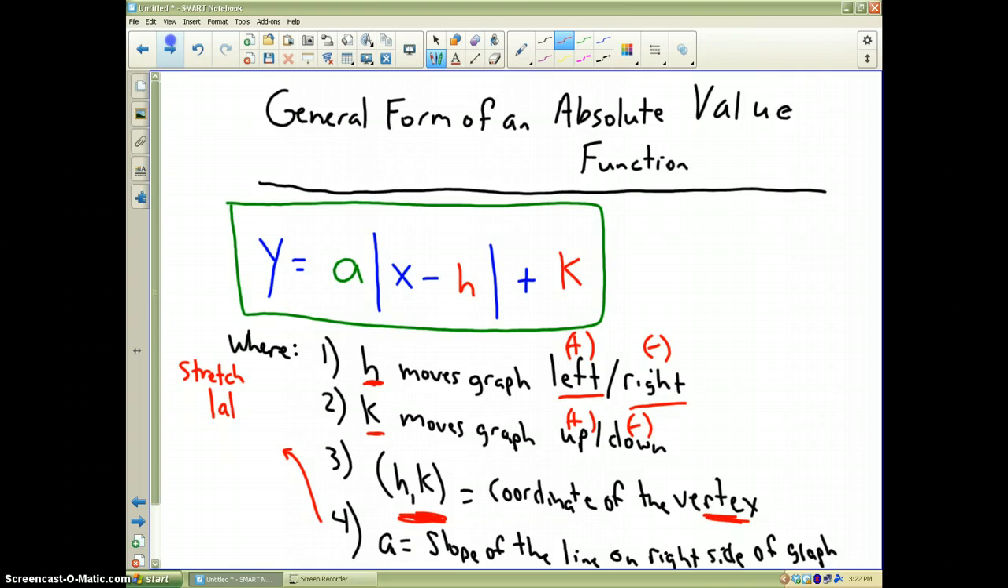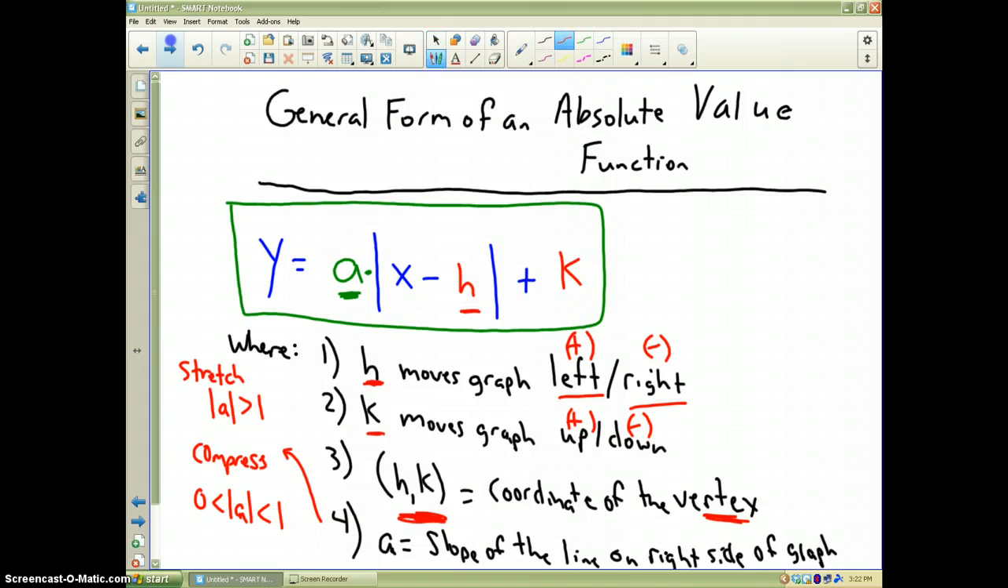It will stretch the graph if the absolute value of a is greater than 1. It will compress the graph if the absolute value of a is between 0 and 1. And that is how you can determine what the graph looks like without actually making t-tables and coming up with points or coordinates. A, the number on the outside, when you multiply by a, stretches or compresses the graph.